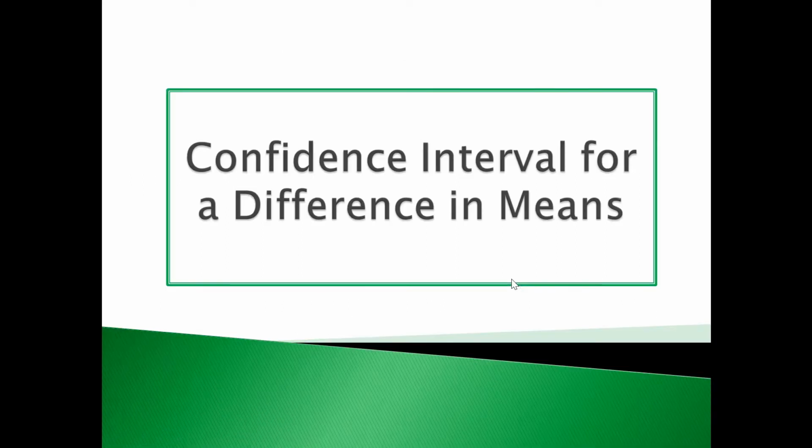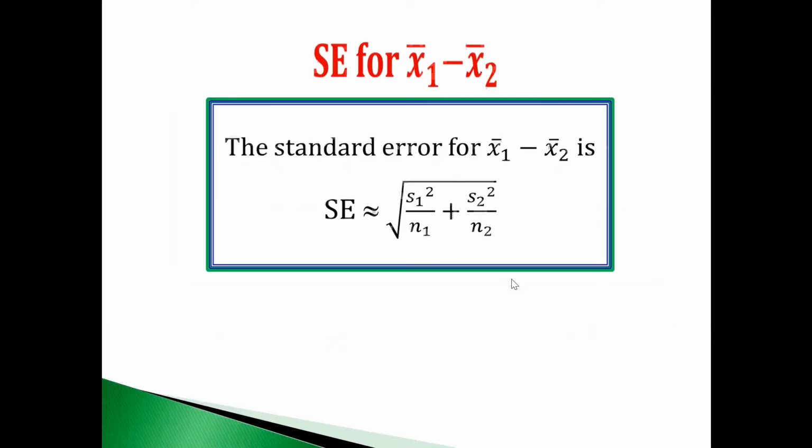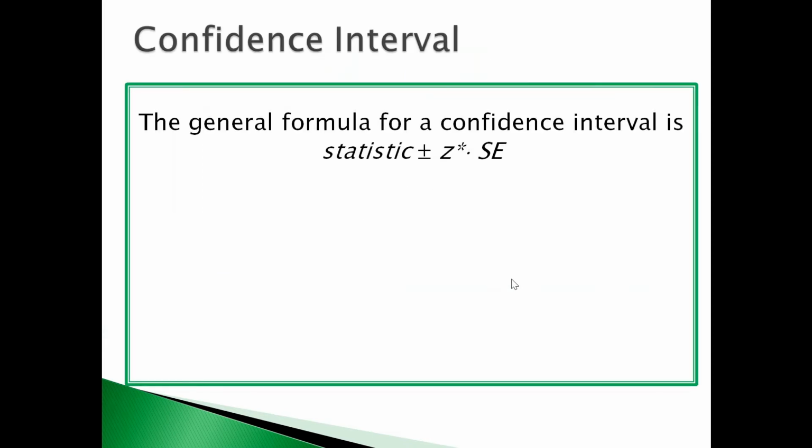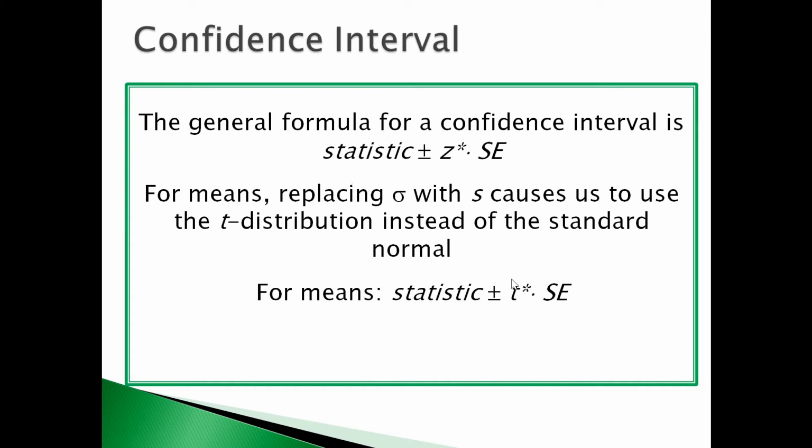The second portion of this section is called the confidence interval for a difference in means. We still have the same formula for the standard error, so we will follow the same structure. However, instead of using z star, we will be using a t star. So again, every time you have a single mean or two means, we will be using this format. So the confidence interval formula will still take the same structure.